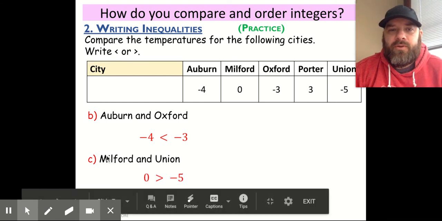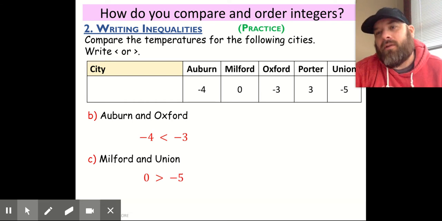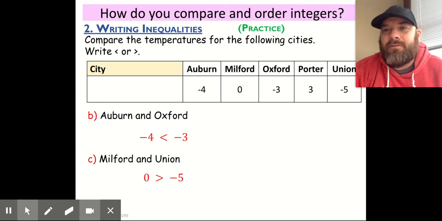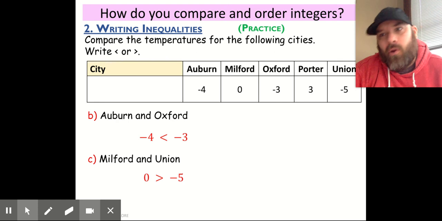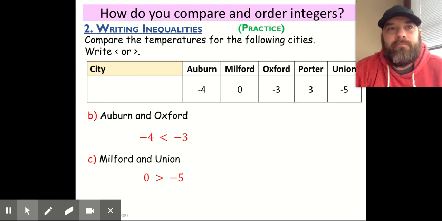And we have Milford and Union. So Milford is 0 and Union is -5. So again, we're doing Milford first. So Milford is greater than -5. 0 is more than -5. You'd rather have $0 than owe someone $5. Think of it that way. I'd rather not owe somebody money. Even if I don't have any money, I'd rather not owe them money. So that's how you can think about that when you're thinking about money.